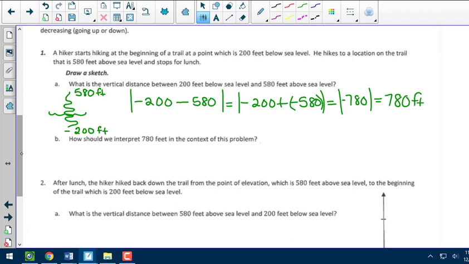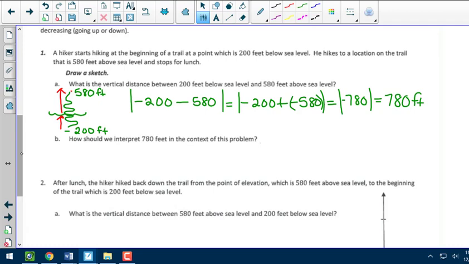And yes, I could see that in my little picture that I drew here. I would need to go up 200 feet just to get to sea level, right? And then another 580 feet to get up to the top of the trail where they ended. So yes, 200 plus 580 gives me that 780 feet.